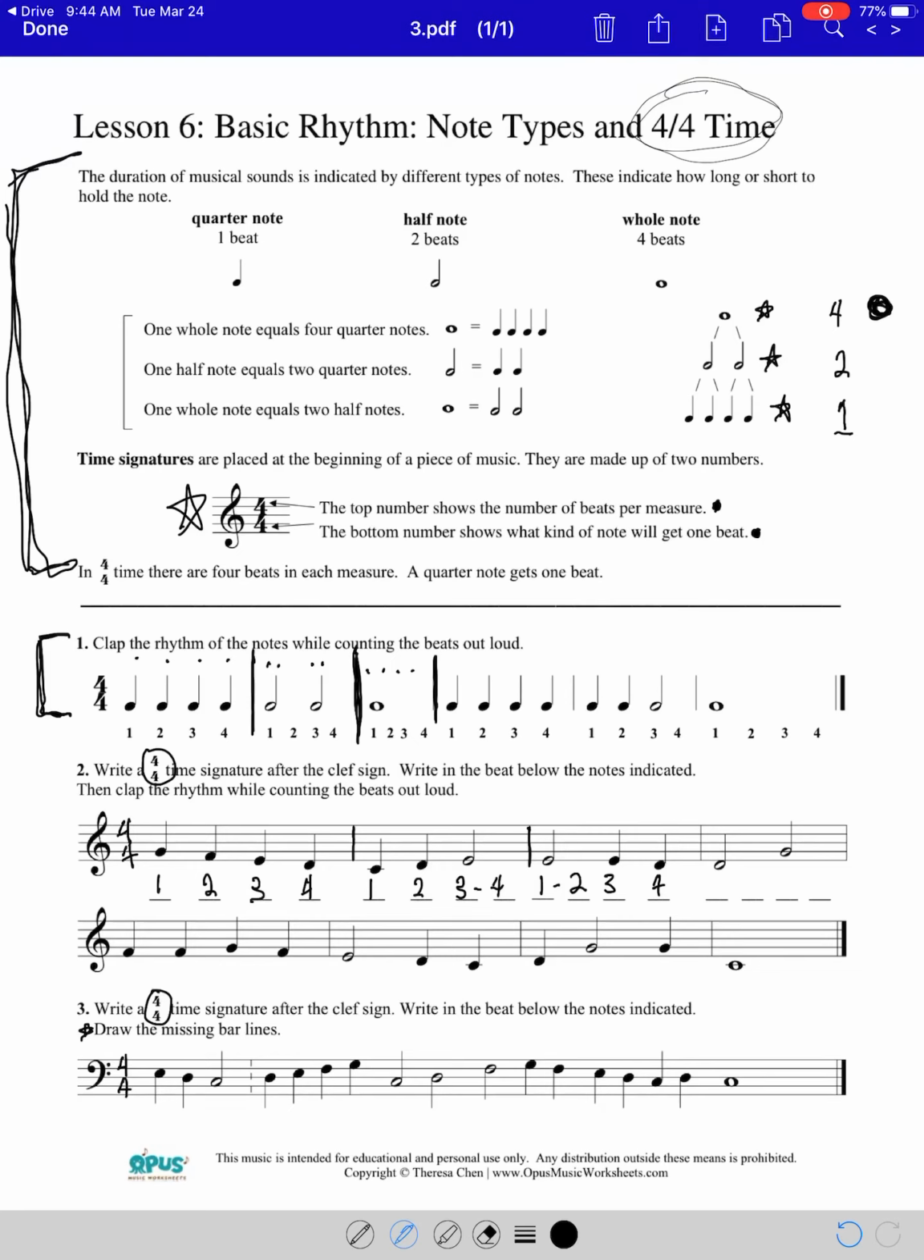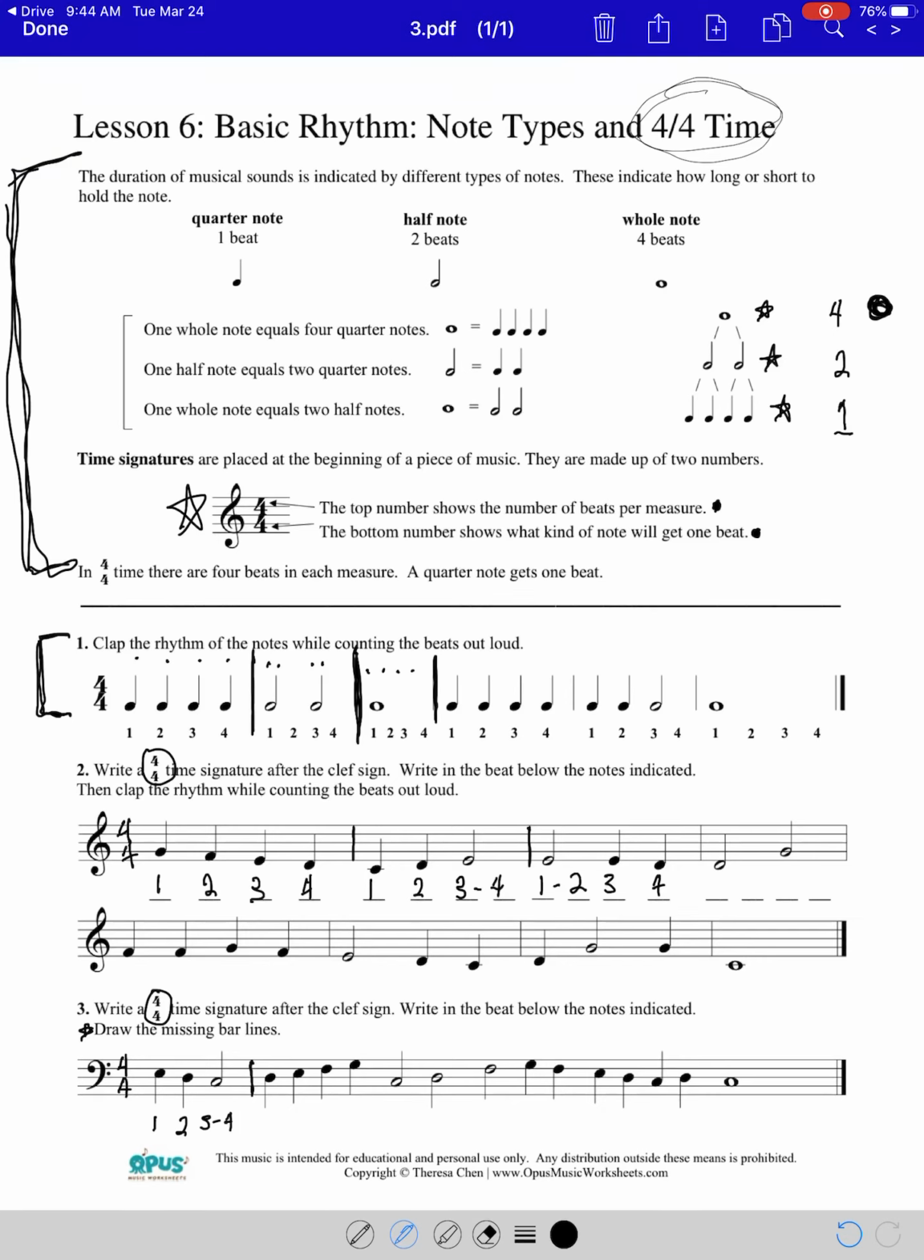And now we want to write in the beats below the notes. So just like above, this first one is beat 1. That would be beat 2. It's a half note, so it's 3 and 4. And then after every 4 beats, like our time signature says, after every 4 beats, I add in a bar line. So that's your job in this problem. It's after every 4 beats, you write in a bar line.